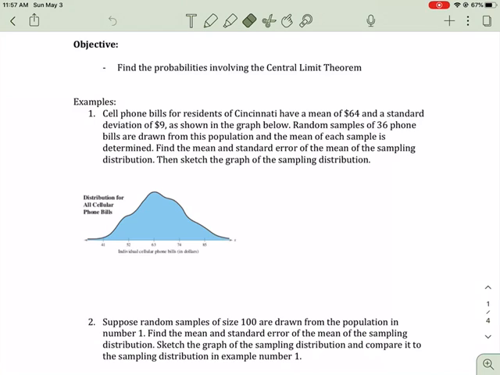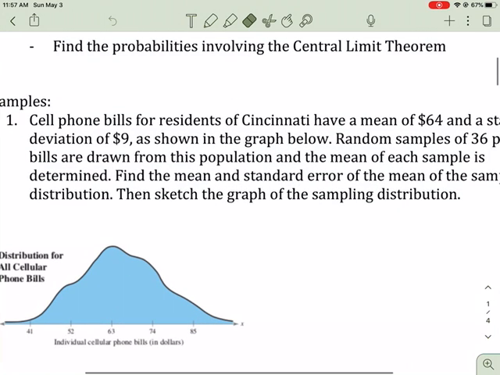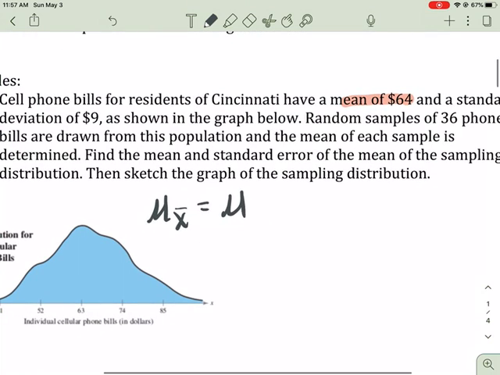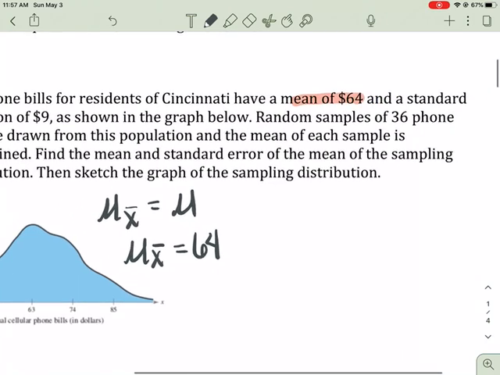Find the mean and standard error of the mean of the sampling distribution, then sketch the graph of the sampling distribution. Okay, so we have to remember from our discussion about sampling distributions and sample means that the mean of the sampling distribution equals the mean of the population. Now, since the mean of our population is 64, then the mean of our sampling distribution is 64.